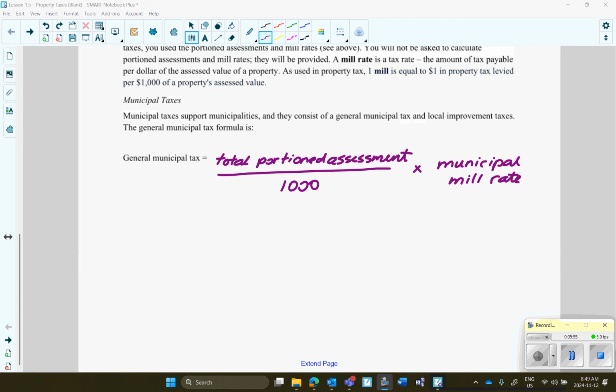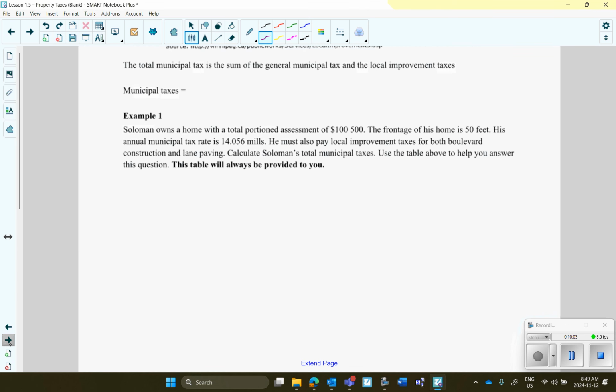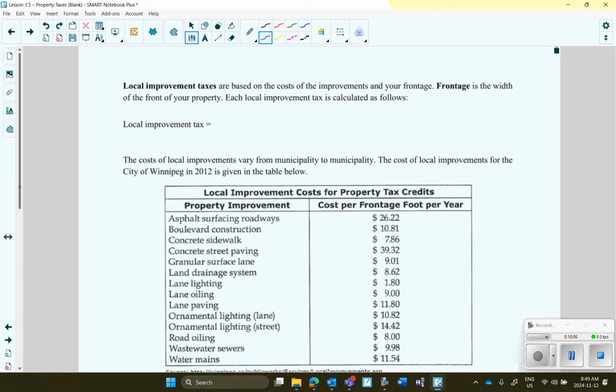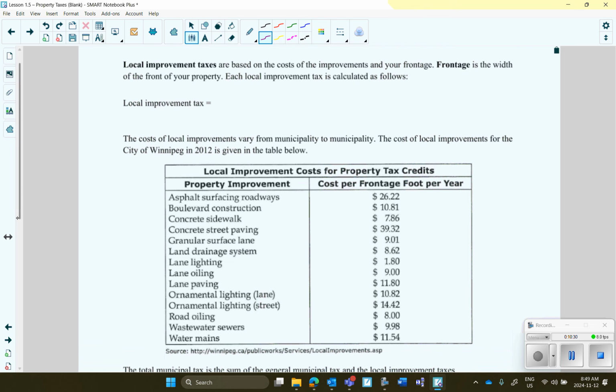So that's how you calculate the municipal tax portion of your municipal taxes. The other section is the local improvement taxes. And that's calculated based on the frontage of your home. The frontage of your home means how wide your front yard is. That's all it means. And usually it's 40 to 50 feet, unless, of course, you live in a mansion or something, where it might be more than that.